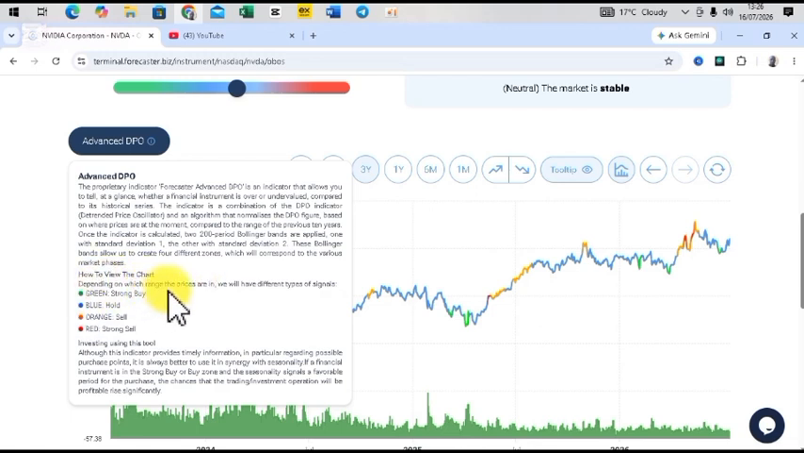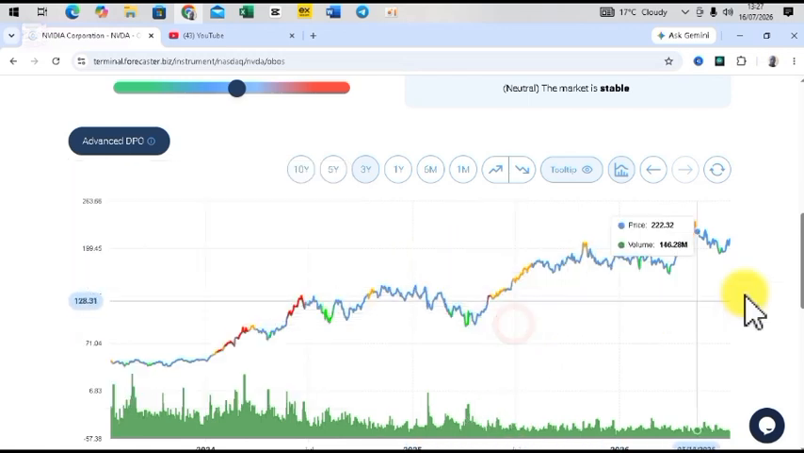Depending on which range the prices are in, we will have different types of signals. Number one, we have green, which is this one, and it means a strong buy. Okay, so the moment you see this one, it will mean a strong buy. Blue means hold. Then this one, orange, means sell. Then red is a strong sell. The moment you see this one, I think it is a good idea to understand this chart, everything on here.